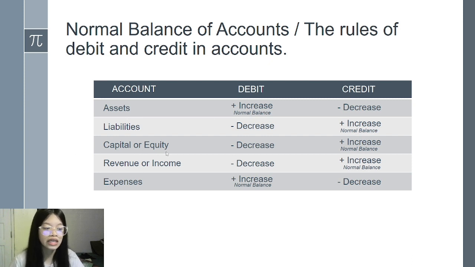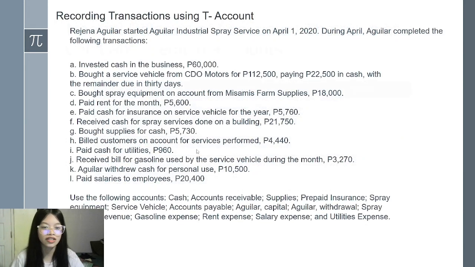Capital or equity is increase in credit, and revenue or income, increase in credit as well, and expenses, it is increase in debit. Now we're going to the last part where all the topics that I discussed is i-apply natin sa pagre-record ng business transaction using T accounts. So this is the business transactions that I prepared.